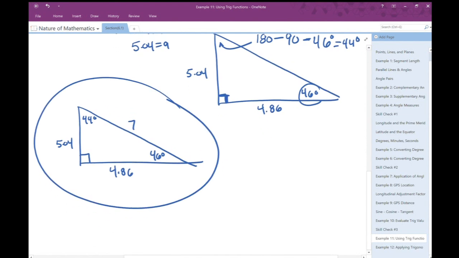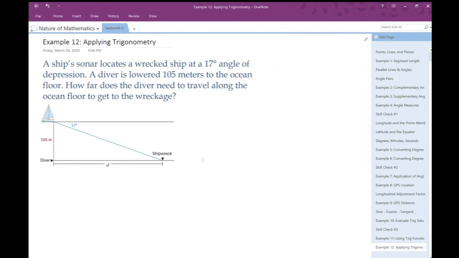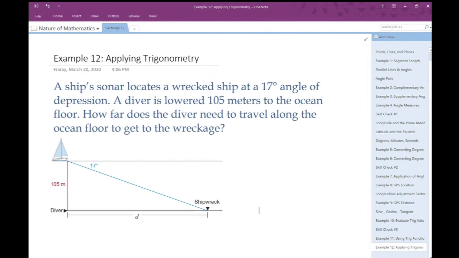Good. And finally, our last example, we have an application problem. It says that a ship's sonar locates a wrecked ship at 17-degree angle of depression. So angle of depression means that looking from a horizontal, the angle of depression is the angle down from the horizontal. A diver is lowered 105 meters to the ocean floor. So this is where the diver is. How far does the diver need to travel along the ocean floor to get to the shipwreck?